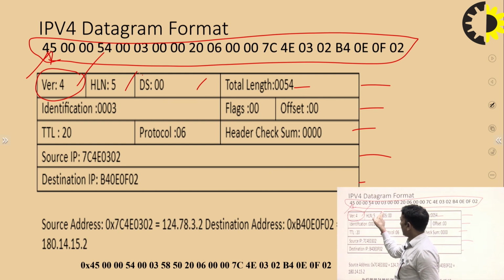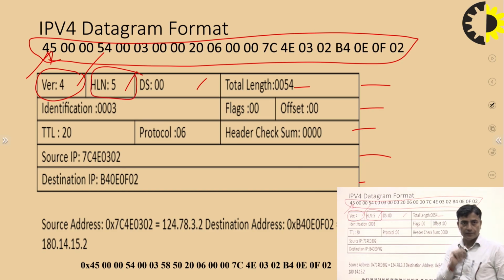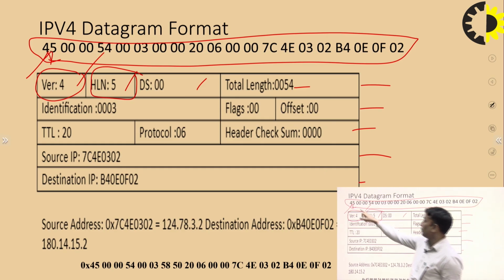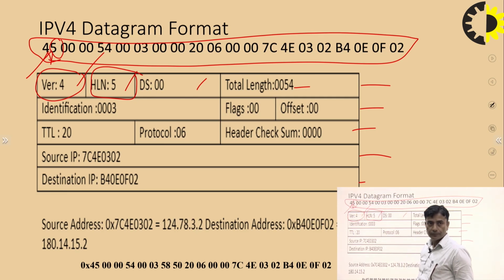Then this is the HLN. We know that HLN is also of 4-bit, and each and every symbol is 4-bit. So the next 4-bit, that means this 5 value is given here. This is a single symbol in hexadecimal, but in binary this is 4-bit. Each symbol is 4-bit, as you know in hexadecimal.